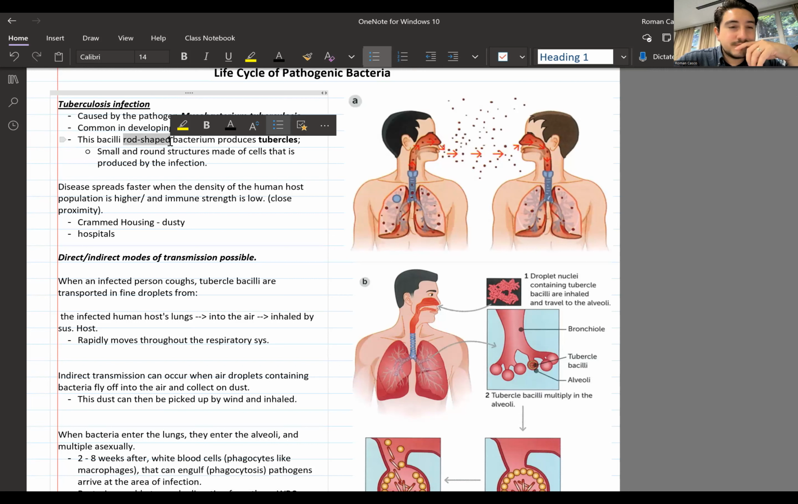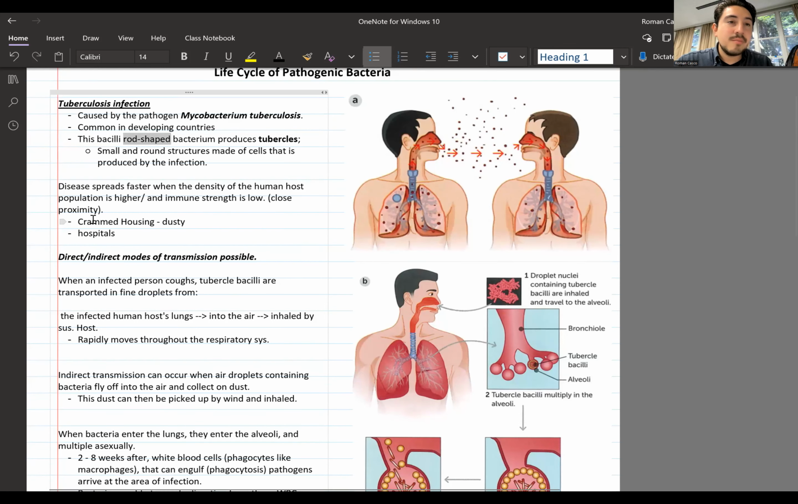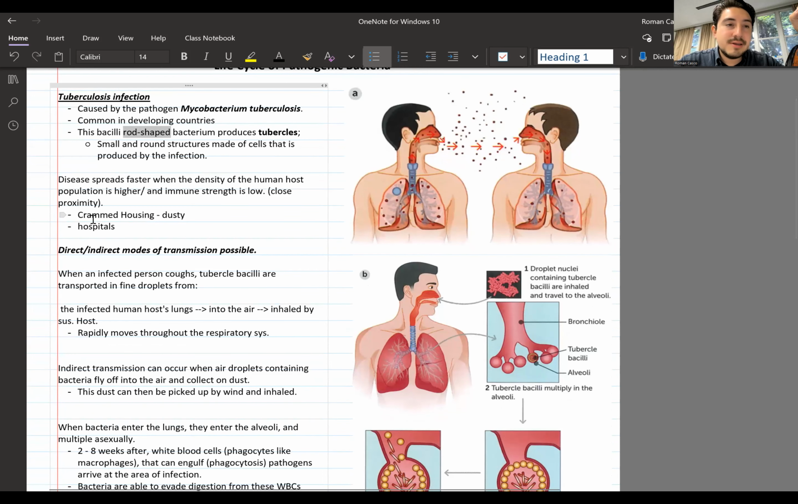Tubercles. All right. So some particulars in terms of the infection is that the disease, if I can say, is density dependent. It does tend to spread much faster when you have a highly dense population, right?